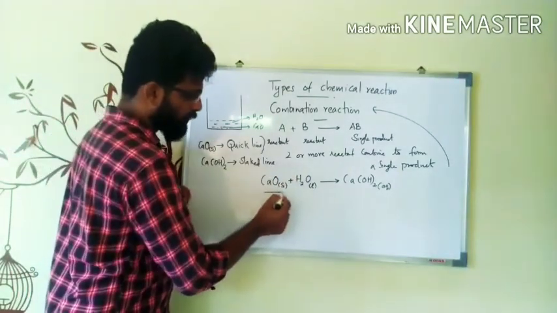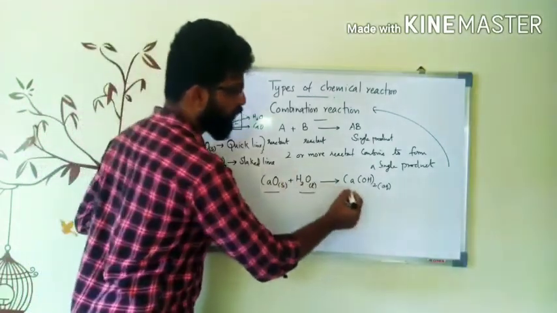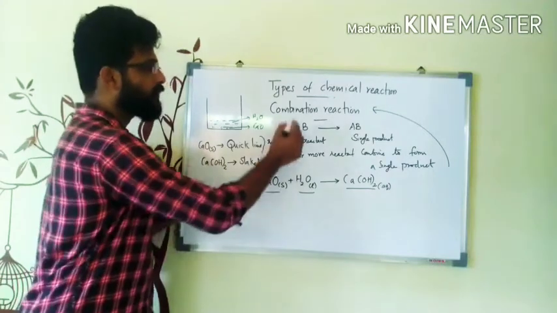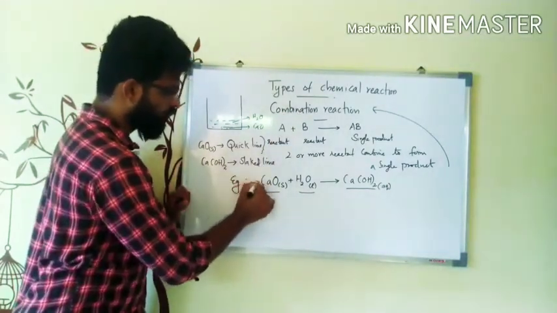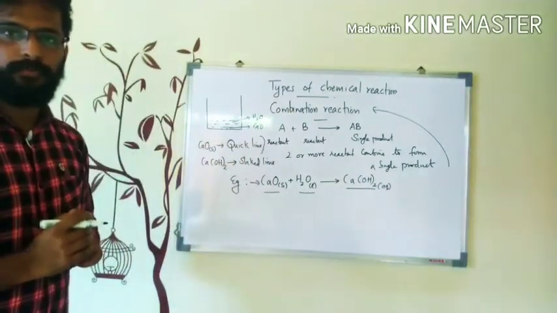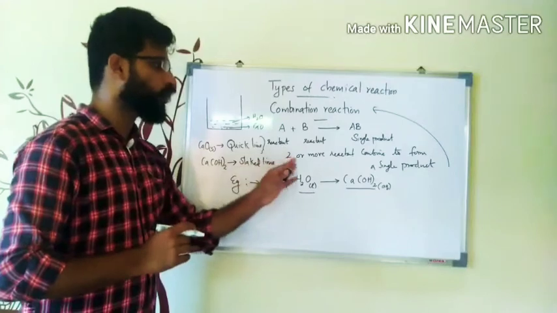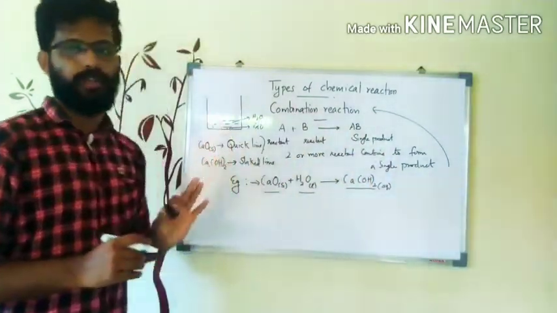Here how many reactants are there? 2 reactants. To form how many products? A single product is formed. So what type of reaction is it? This is a combination reaction. It is an example of a combination reaction. Is it clear? So what is a combination reaction? Two or more reactants combined to form a single product is called a combination reaction.